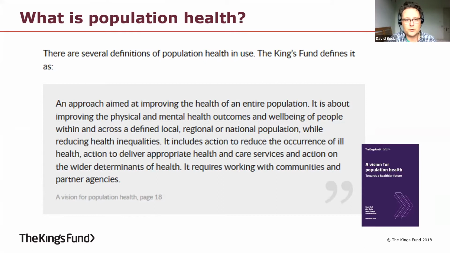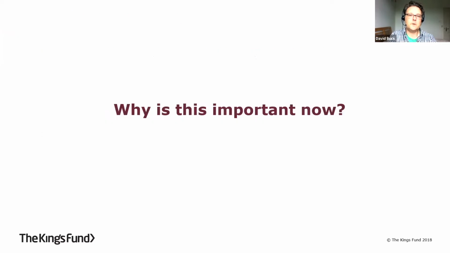In our view, a true population health approach should include action to reduce the occurrence of ill health, action to deliver appropriate health and care services, and action on the wider determinants of health. It requires working with communities and with partner agencies. So no one organisation, no one part of the system, no one actor can do this on their own. That's one of the key messages about our work on population health, and how we're trying to support local areas and systems within the NHS, and between the NHS and partners, to make coherent progress at area level.